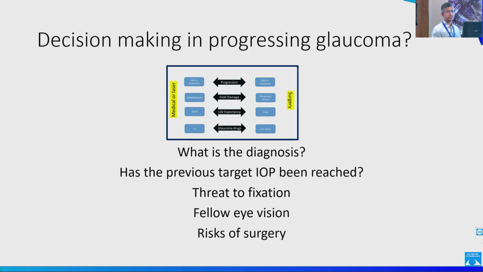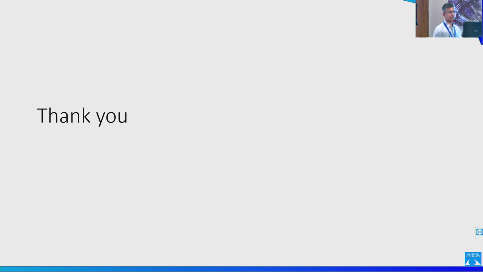So when you make a decision in progressing glaucoma, you have to keep all these factors in mind. You have to look for progression. You have to look at your target intraocular pressure. You have to look at age, life expectancy, and threat to vision before you make a decision. But very, very important, I'm glad you put this topic in this presentation, because target IOP is not the only thing to look at. You have to look for glaucoma progression. Thank you.